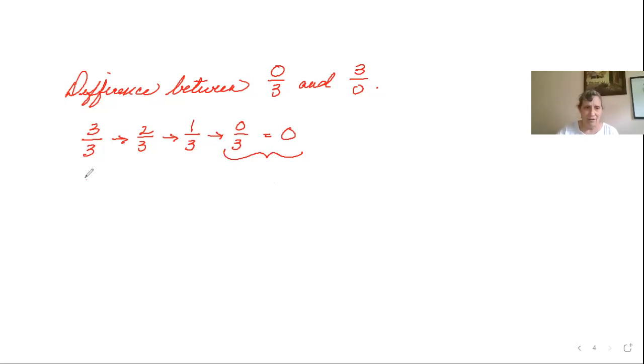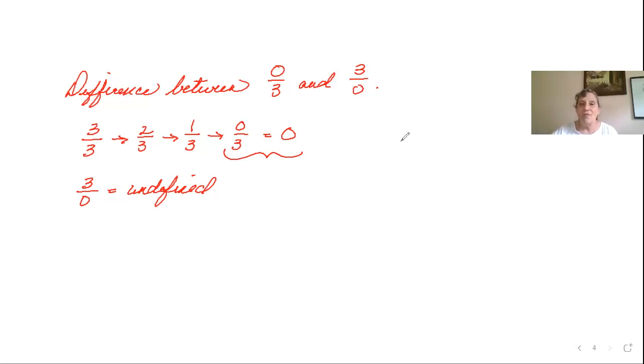3/0, on the other hand. 3 zeros doesn't exist. This is undefined, and I'm going to show you why. But when you see the word undefined used in mathematics, instead of undefined being everything else in the world that isn't defined, undefined in math means a very, very, very specific thing. It means that somebody tried to divide by 0.